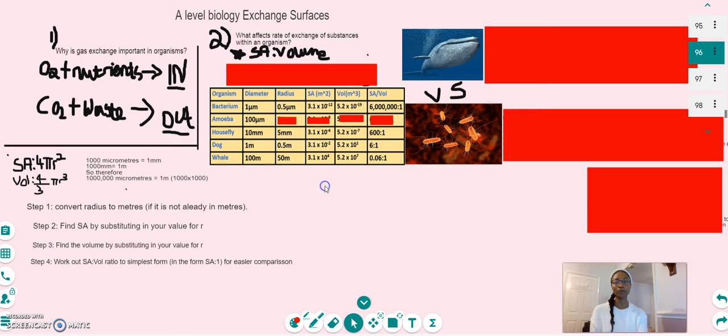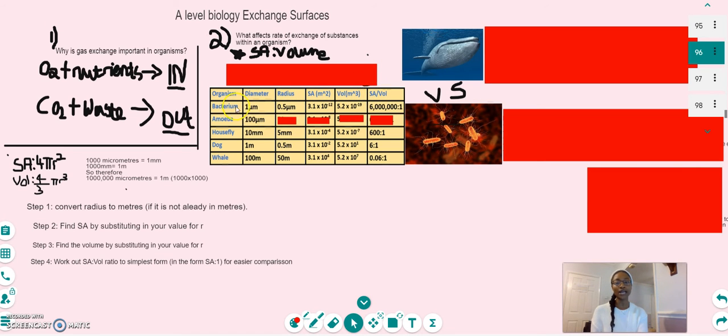Good. If we look at our table here, we see that we've got different units of measurement. For bacteria, we've got micrometers, which are really small units that we use for really small organisms that we're not usually able to see with the naked eye alone. And then for our dog and our whale, we've got meters. But when we're looking at surface area to volume ratio, we want to make sure all of our units are the same so that we can actually compare these organisms.